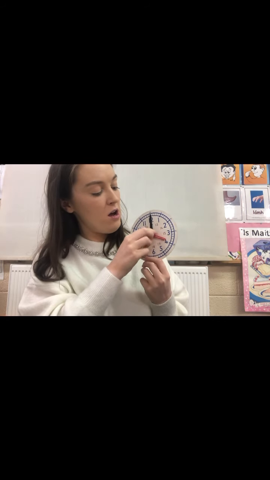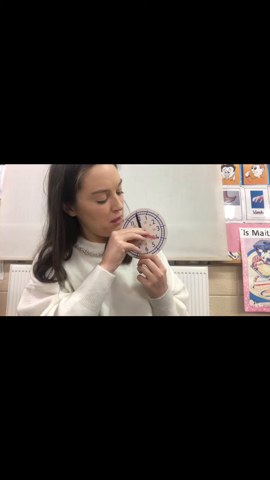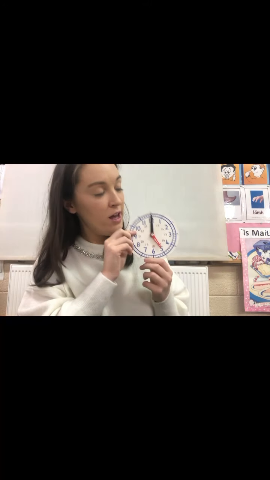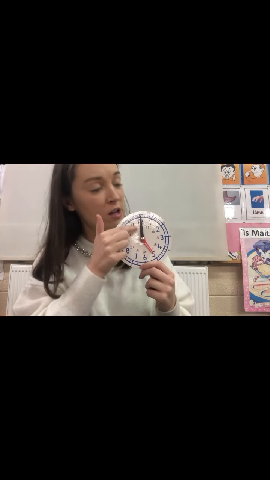Now I want you to put your red little hand on the 5. So your red hand is going to be pointing to the 5 and your black hand is going to be pointing to the 12. Now can anyone tell me what time that is? That's right, it's 5 o'clock, because when the long hand's on the 12, we say o'clock, say o'clock, say o'clock. When the long hand's on the 12, we say o'clock all day long.